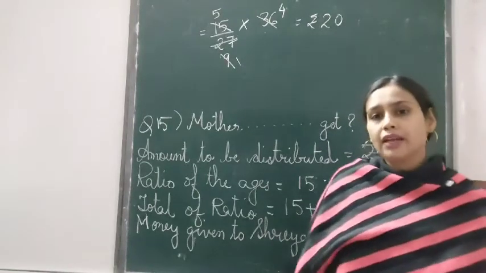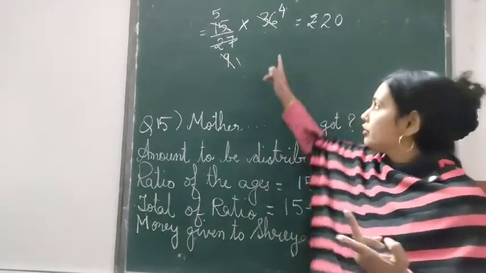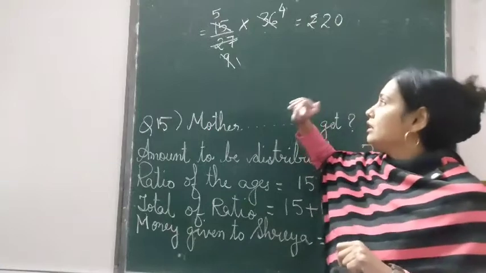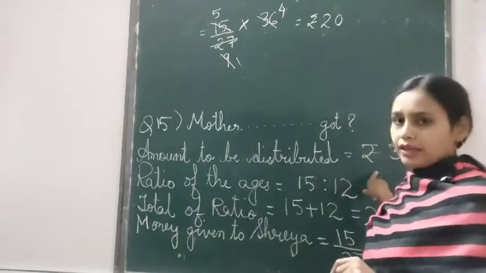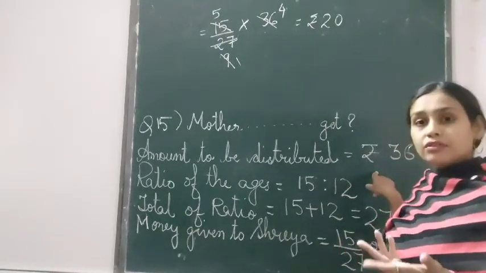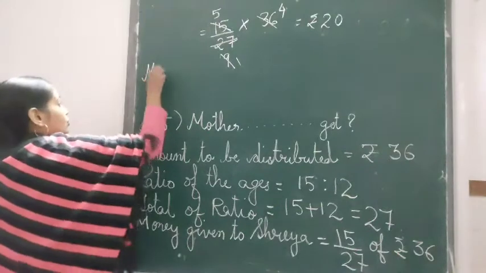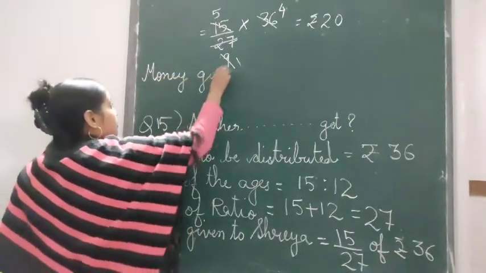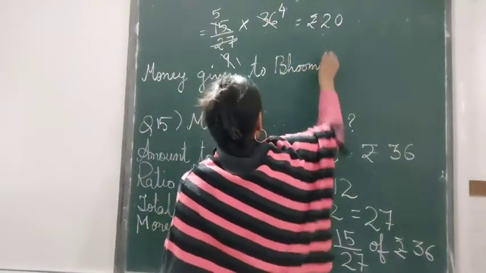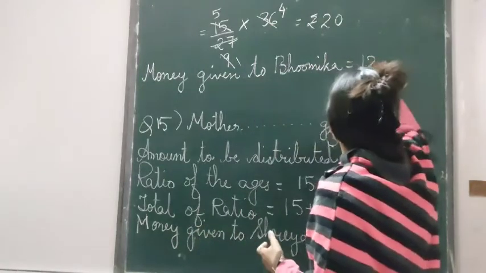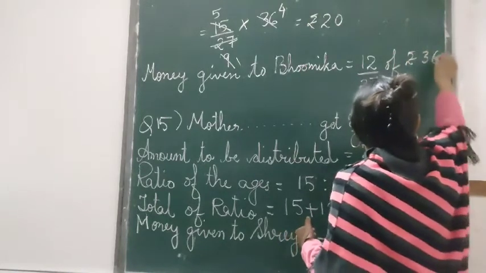Now what we have to find out? Money given to Bhumika. So again children, either of the two methods we can do. The first one same we will do, or we will subtract the money given to Shreya from the total money, and that's how also we will get the amount which Bhumika will get. So either of the two things we can do. Money given to Bhumika, that is her age by 27 of rupees 36.